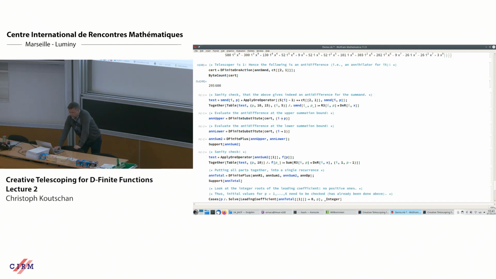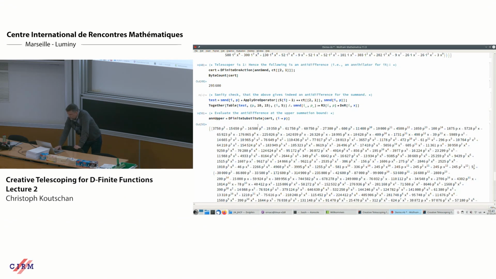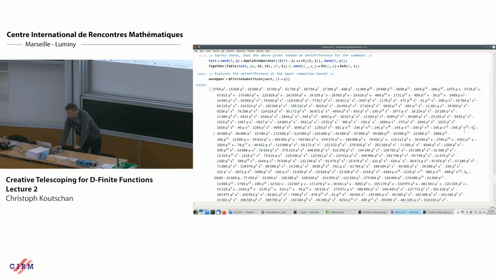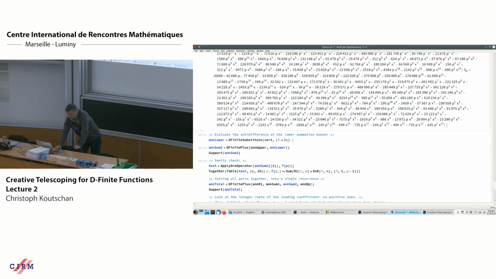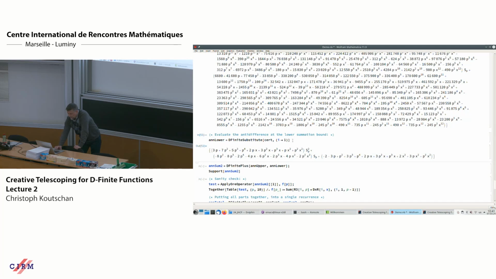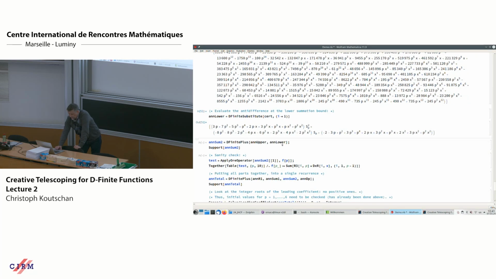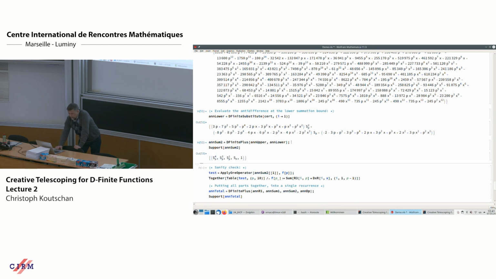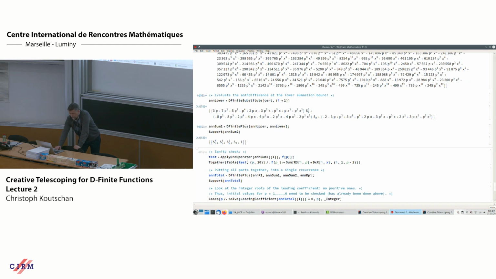So here I replace I by P. And instead of a closed form expression, we get a recurrence, in this case of order 2. And we do the same for the lower bound. That means we have to replace I by 1. And to get now an annihilator for the sum, we have to add these two recurrences, computing the LCLM, and we get a recurrence of order 4.